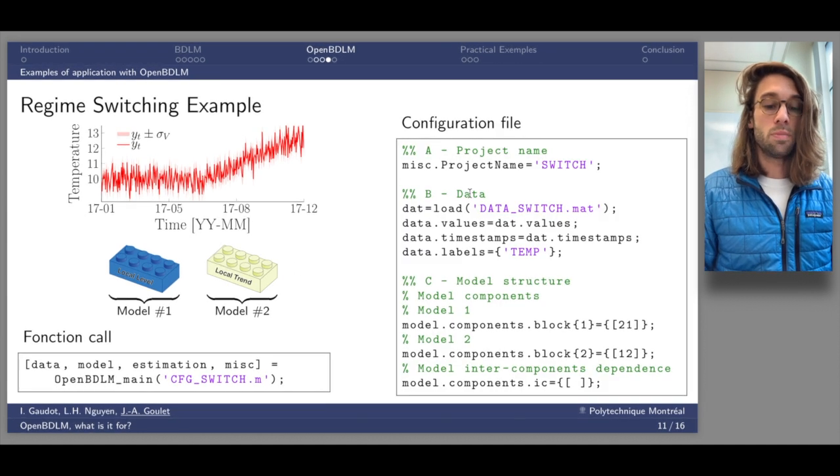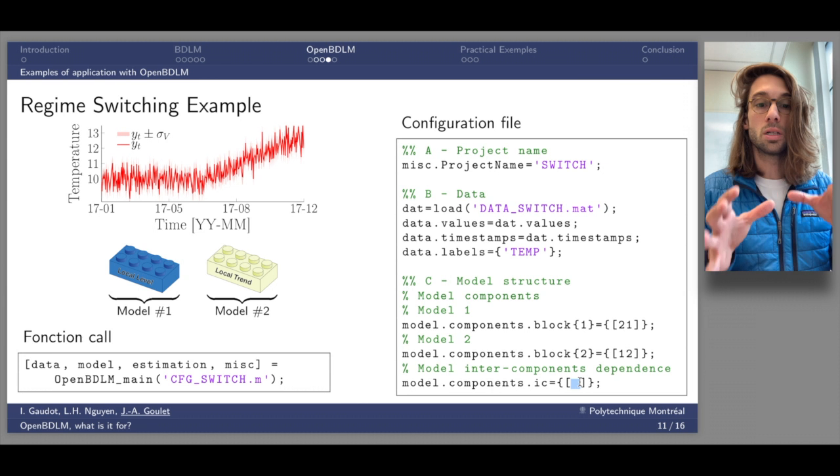The project name data remains essentially identical. The model configuration now consists of two models. So we have model 1, we have model 2. Model 1 is the block 21. The block 21, what is it? It's going to be the local level compatible with local trend. The second model is going to be directly 12, local trend. Here we have a single time series, so our intercomponent dependency is empty.